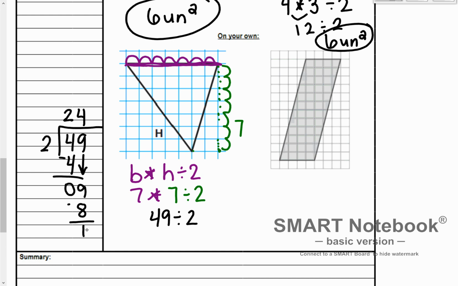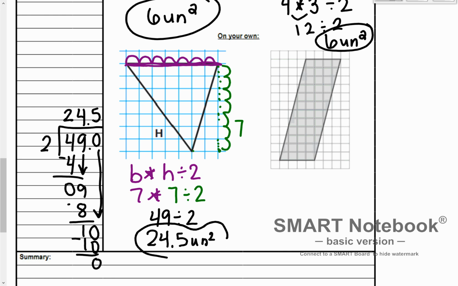Subtract 1 left. We still have a remainder, so we add a decimal and a 0. We carry that decimal straight up into our answer, and then we bring down that 0. 2 can go into 10 5 times. 5 times 2 is 10. We are done. So our answer would be 24 and 5/10 or 24.5 units squared.